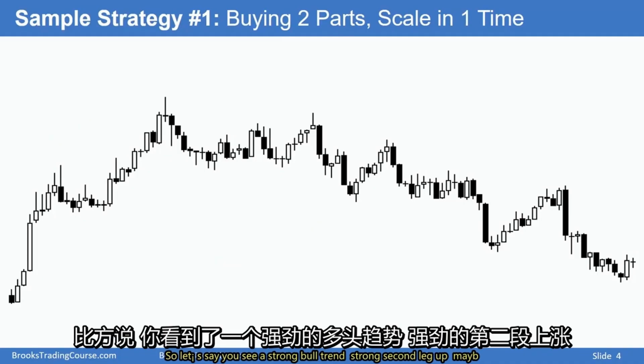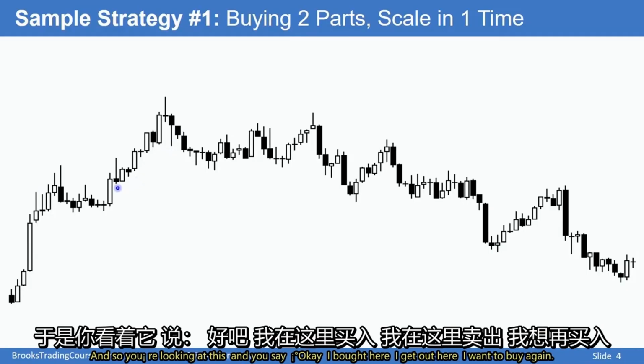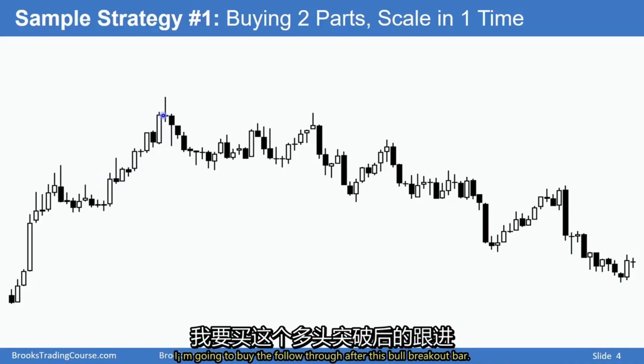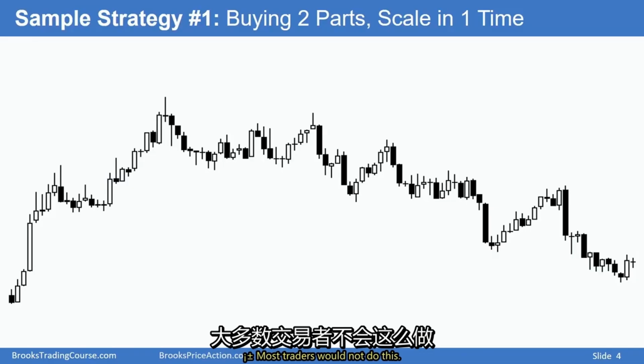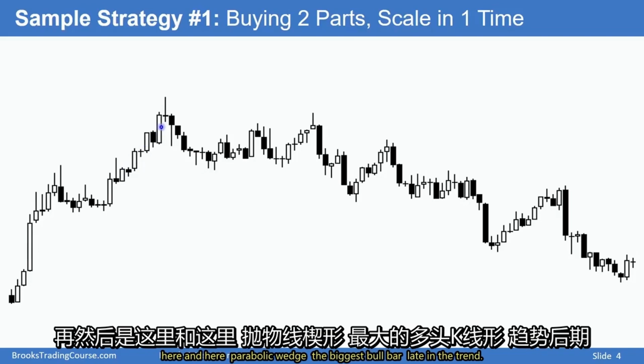So let's say you see a strong bull trend, strong second leg up, maybe we'll get a third leg up and a fourth leg up, and it just keeps going up all day. And so you're looking at this and you say, okay, I bought here, I get out here, I want to buy again. I'm going to buy the follow through after this bull breakout bar. Most traders would not do this. This is a series of buy climaxes here, and then here, and then here, and here. Parabolic wedge, the biggest bull bar late in the trend.